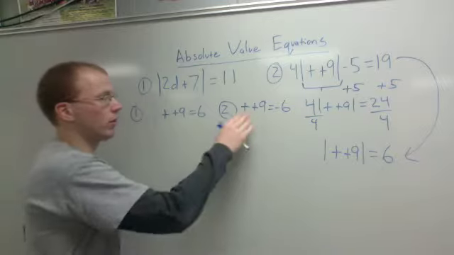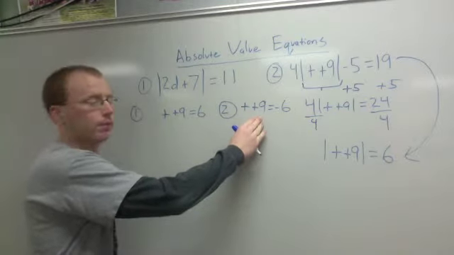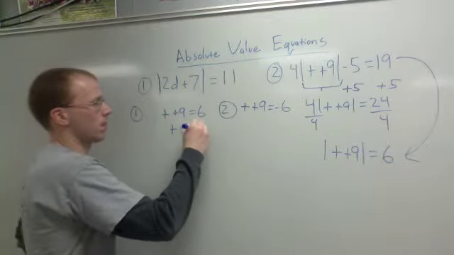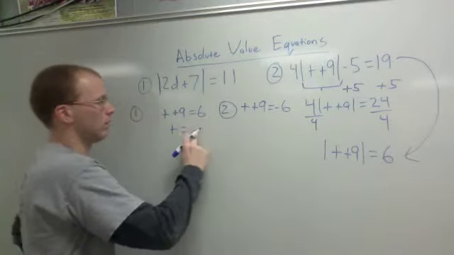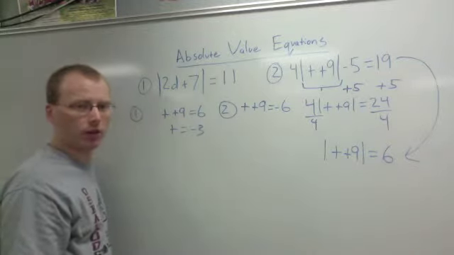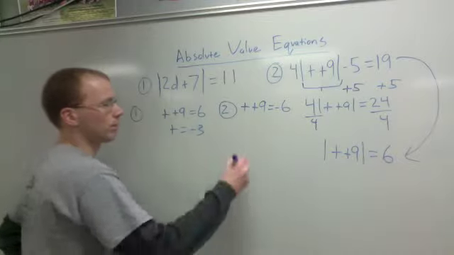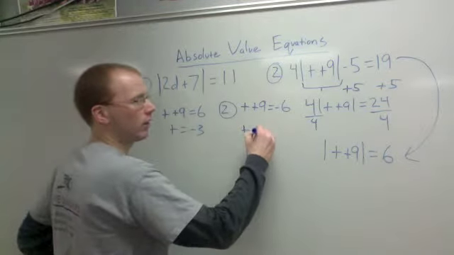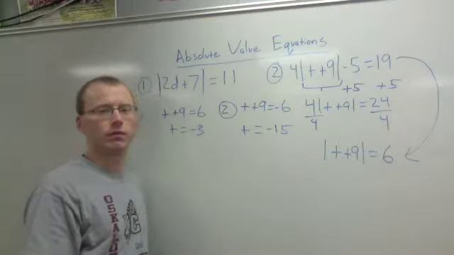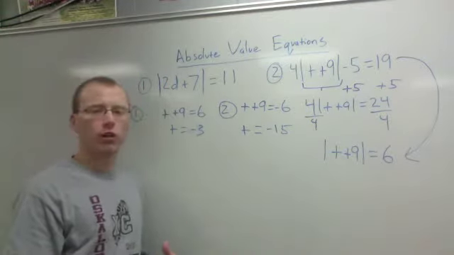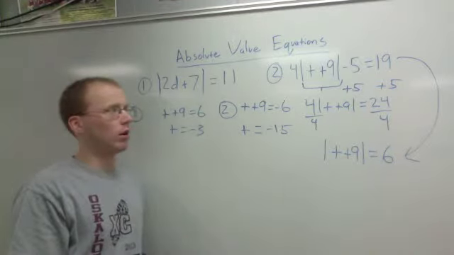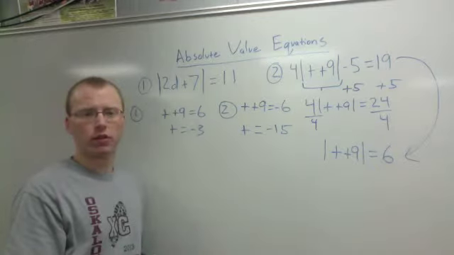These are my 2 equations that I'm going to solve. I'm going to solve for t. I'll subtract 9. When I do that, I get t equals negative 3. I'm going to subtract 9 here, and I get t equals negative 15. Again, both of those have the potential to be an answer to question number 2. We want to check those answers to see if they work.